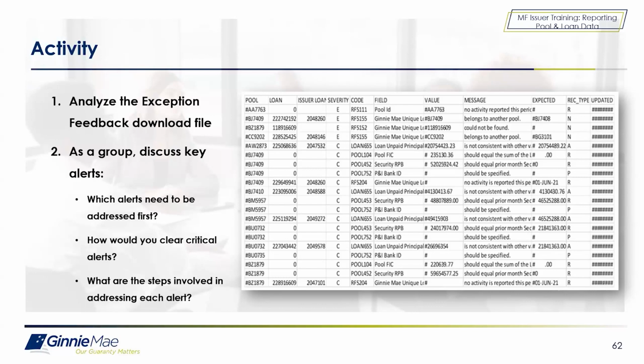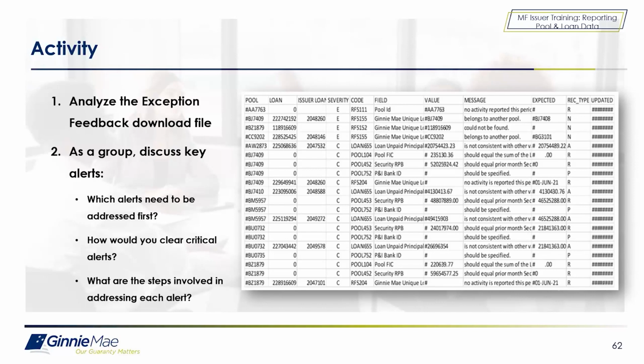The RFS 111, pull not reported, and RFS 204, loan not reported, should be addressed first. And these are E exceptions. 100% of pull and loan data reporting is required, but by the deadline of 7 p.m. Eastern Time on the second business day.